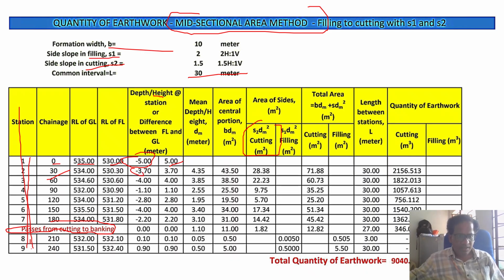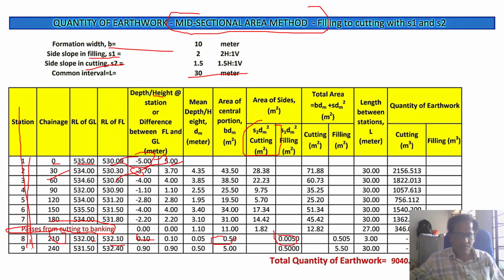Whereas here you see at chainage 210, ground level is 532, formation level is 532.1. Now I am getting a positive value, 532.1 minus 532, because depth is equal to RL of formation level minus RL of ground level. This is what we are repeatedly saying. Now we are getting 0.1 with positive value. This we have to enter in filling.